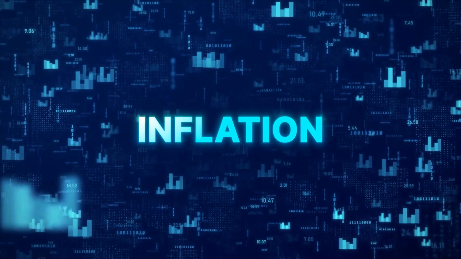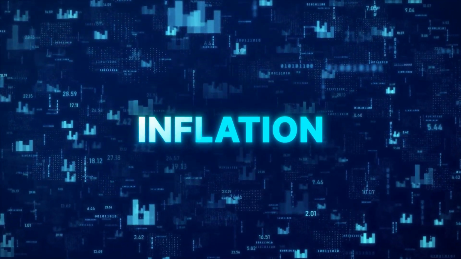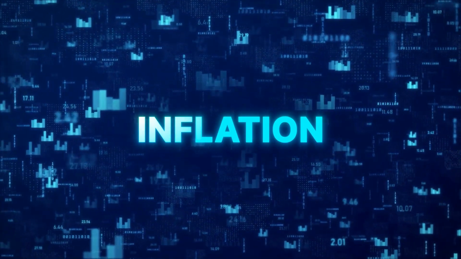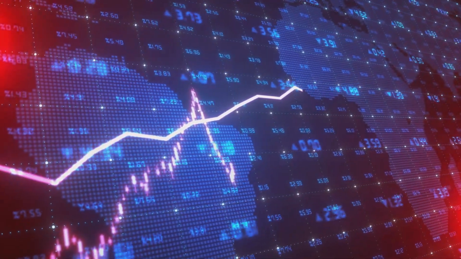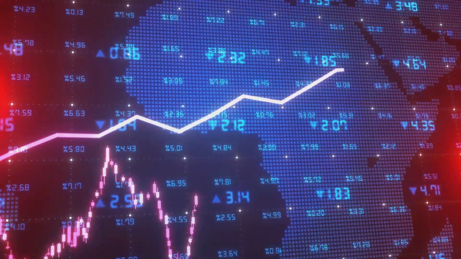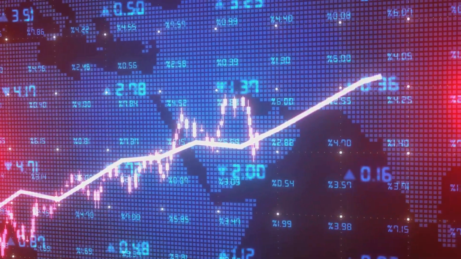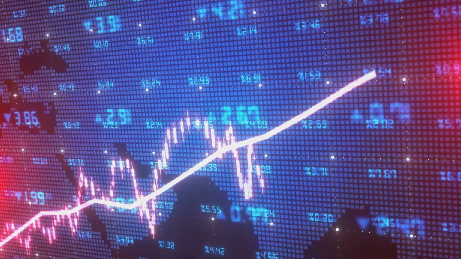Today, let's delve into an essential concept in economics that impacts our daily lives: inflation. Inflation, in the simplest terms, is the rate at which the general level of prices for goods and services is rising. As these prices increase, the purchasing power of our money falls. This means that with the same amount of money, you can buy less today than you could yesterday.